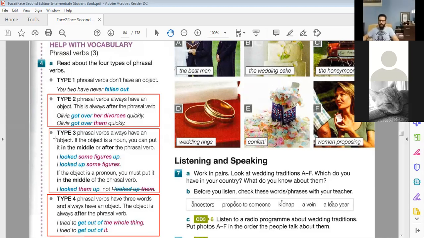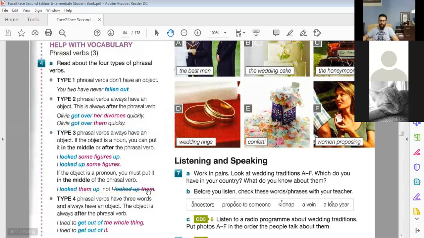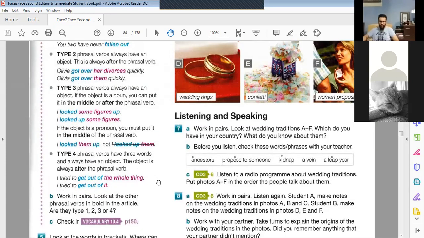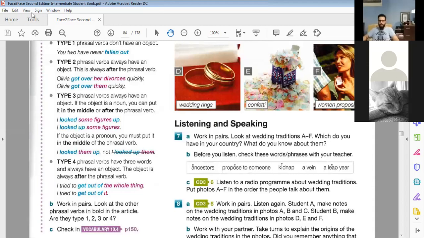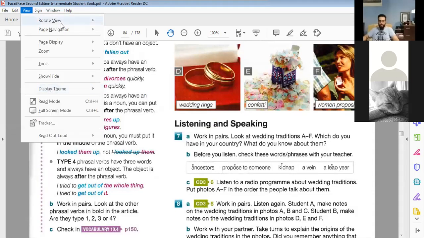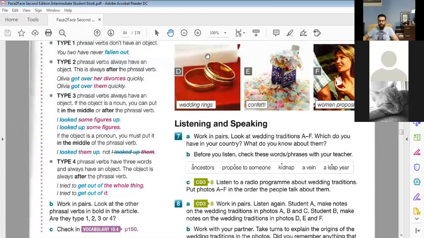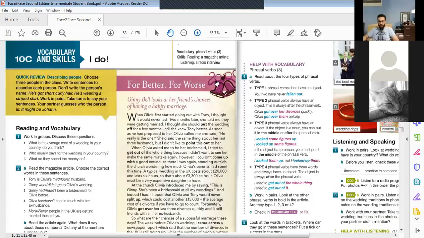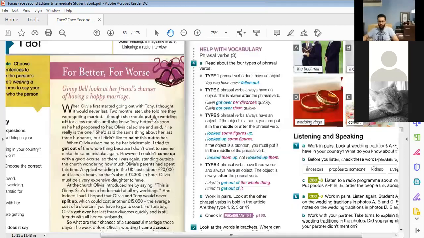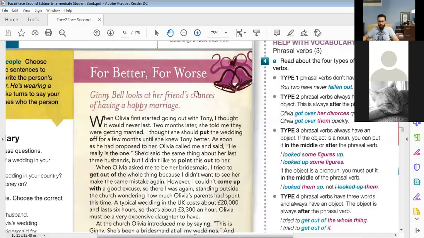Okay, so now we have a better understanding of the different types. I think the next question, they want you to find, all right, let's do this. Now, let's go back. I think it's better if I show you both pages together. Okay, let's zoom in. Another zoom.